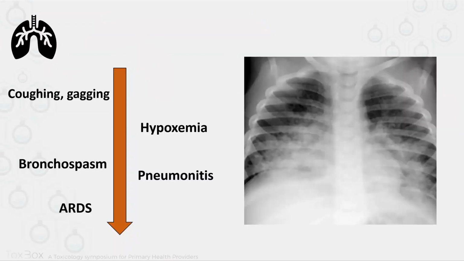As I said in the beginning, the main organ of toxicity is the lungs. The time course of the symptoms is that the patient can come initially with cough and gagging, then it can be complicated by hypoxemia, bronchospasm, pneumonitis, and the worst situation is ARDS. As you can see from this X-ray, this patient ingested kerosene. You can see the infiltrate in the middle and lower lobe, how bad it is.